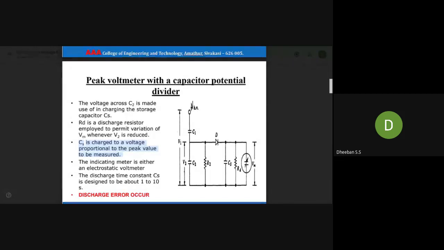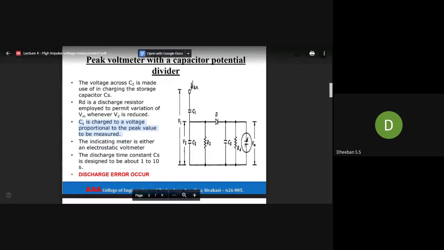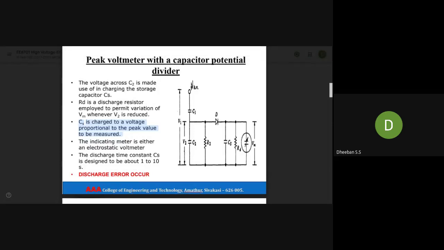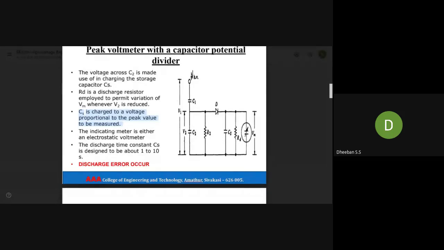The discharge time constant. Here they are giving the time constant. There is an RC circuit in the discharge part. So you'll be taking the discharge time constant tau equal to RC, and this tau value will be from 1 to 10 seconds. Based upon this tau value only, your capacitor and your resistor will be chosen. The limitation is that sometimes a discharge error occurs if the capacitor and the resistor are not properly chosen.